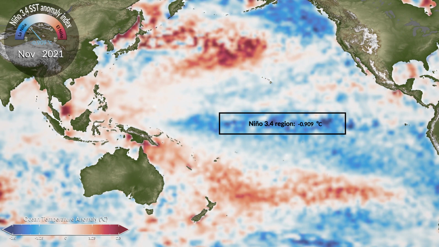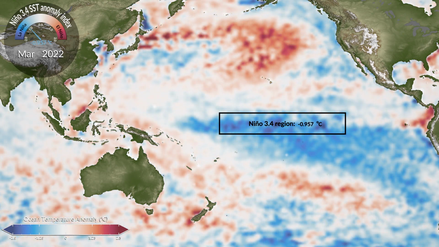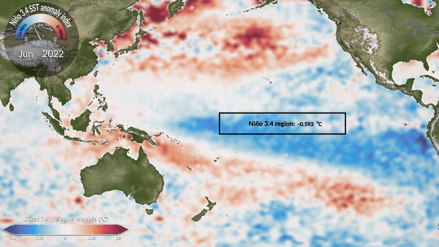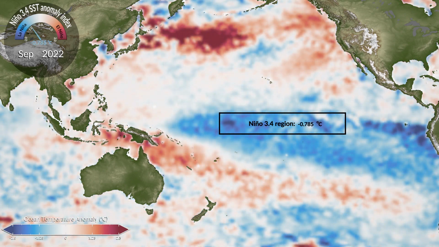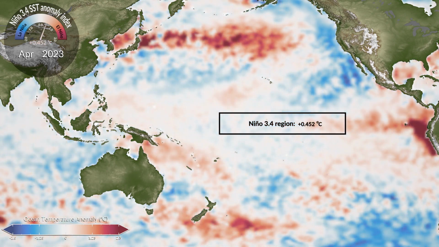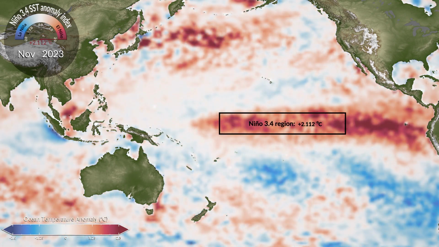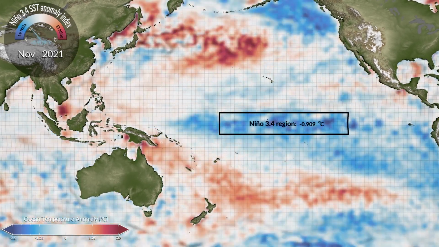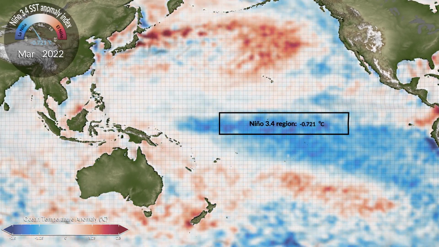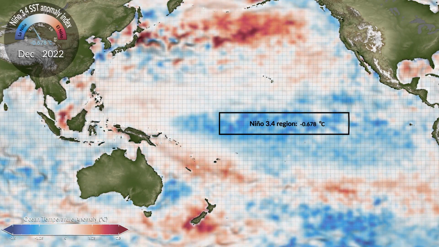This region in the Central Pacific is called the Niño 3.4 region. During La Niña, we see a cold tongue by the East Central Pacific. As El Niño develops in 2023, we see a warm tongue extending across the Central Pacific. As we transition from La Niña to El Niño, the Niño 3.4 index changes from negative to positive values.